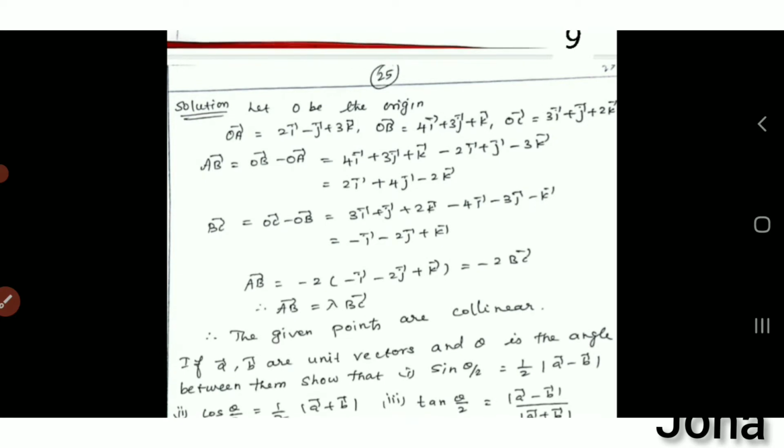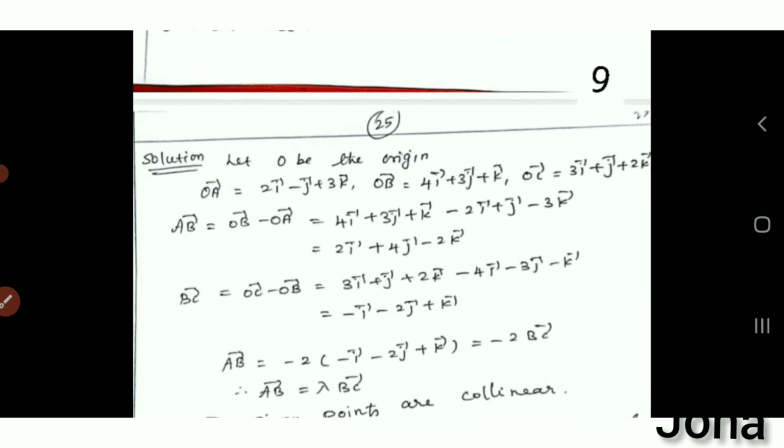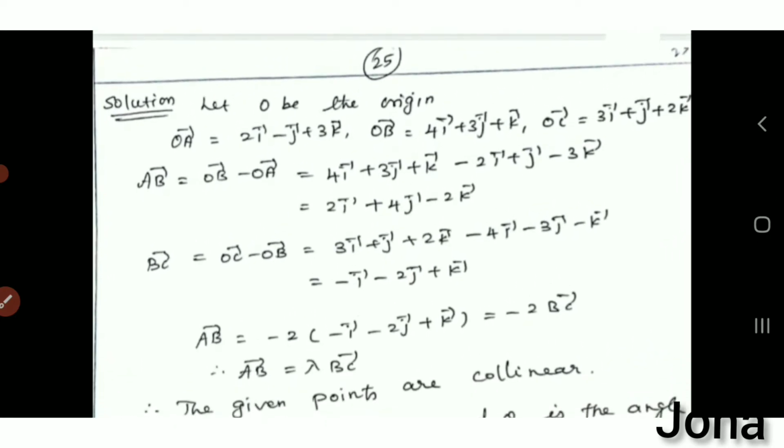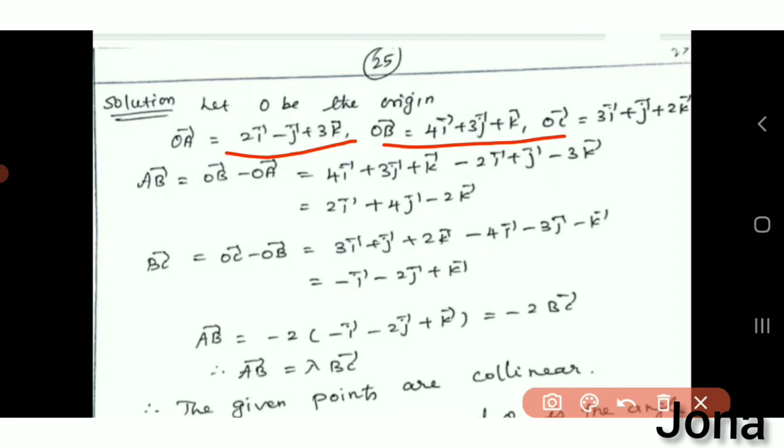So OA vector equals 2i minus j plus 3k, and OB vector is 4i plus 3j plus k, and OC vector is 3i plus j plus 2k. Then we write AB vector equal to OB vector minus OA vector. So we change the sign here. The simplification of this is 2i plus 4j minus 2k.